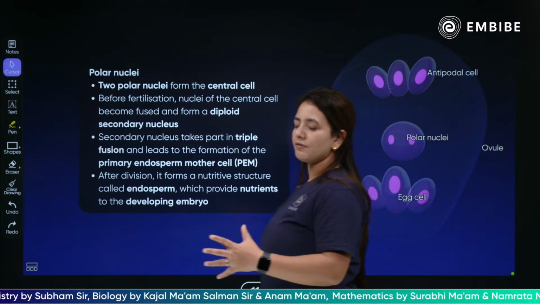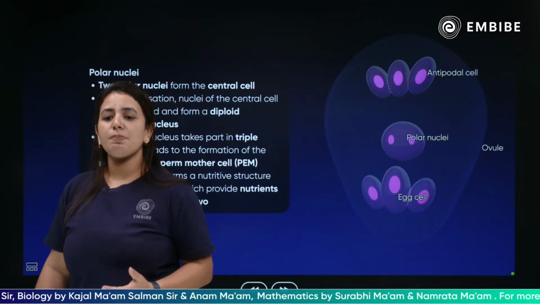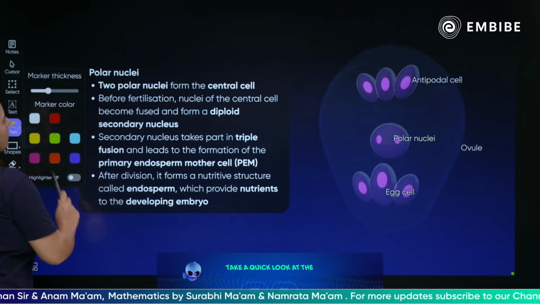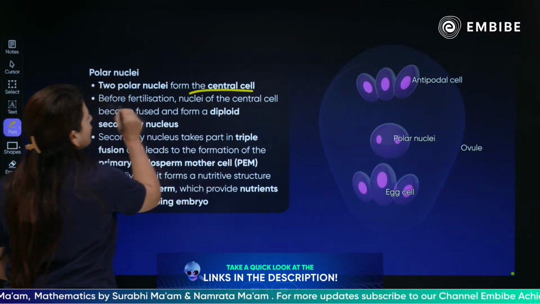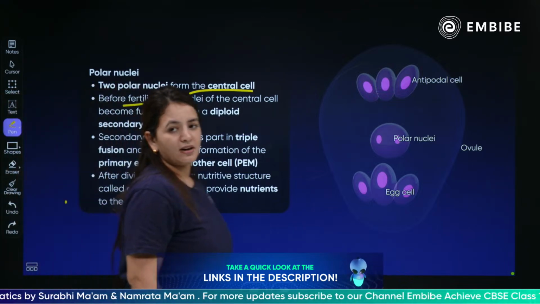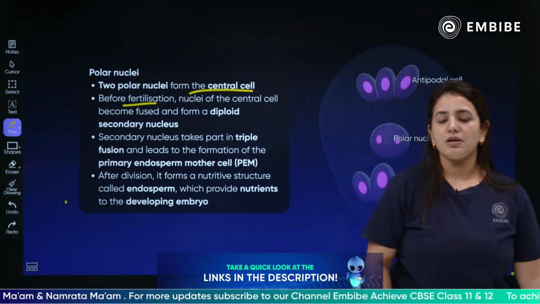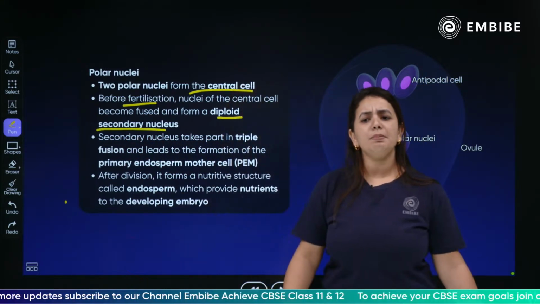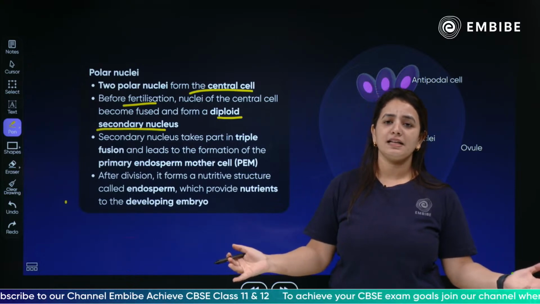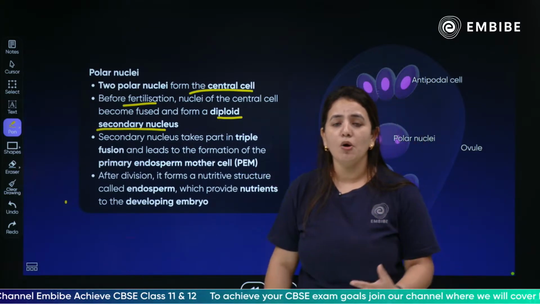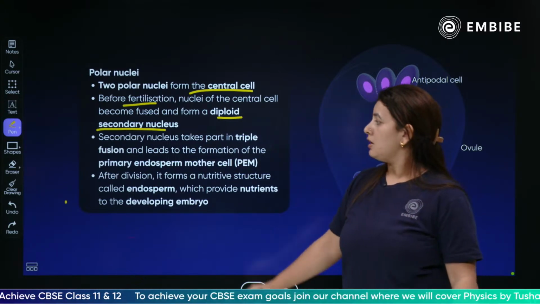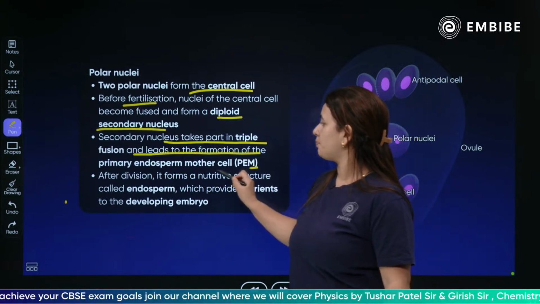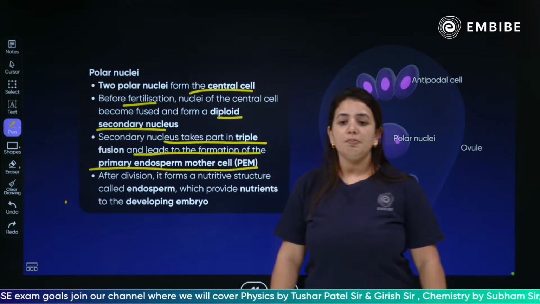Next important thing which we have is the polar nuclei. So what is the polar nuclei, children? I have already told you that the 2 polar nuclei form a central cell. Before fertilization, the nuclei of the central cell fuse and become a diploid secondary nucleus. Why diploid? There are 2 nuclei present in the central cell, so if they fuse, they become a diploid secondary nucleus. The secondary nucleus takes part in the triple fusion and leads to the formation of the primary endosperm mother cell.